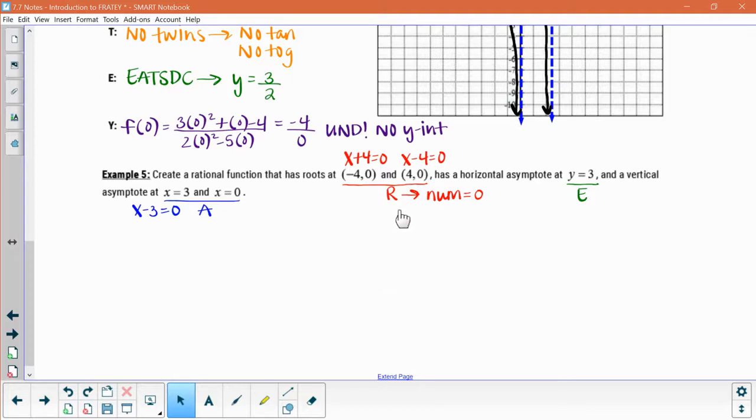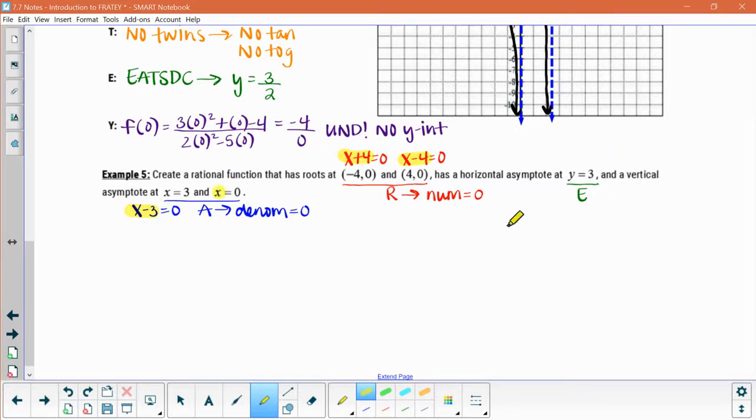The next easiest thing to tackle is the vertical asymptotes. So these vertical asymptotes are coming from the denominator being set equal to 0. So I have x = 0 and x - 3 is equal to 0. My factors that I need to be considering, let's highlight what's important, x - 3 and x.